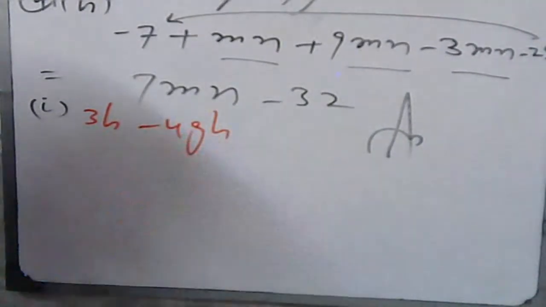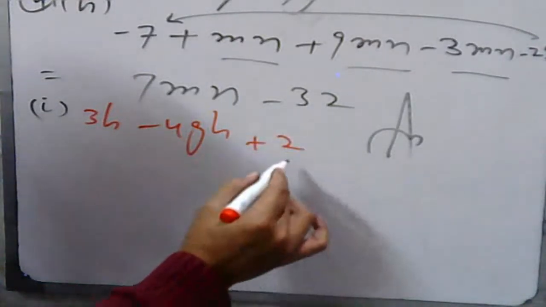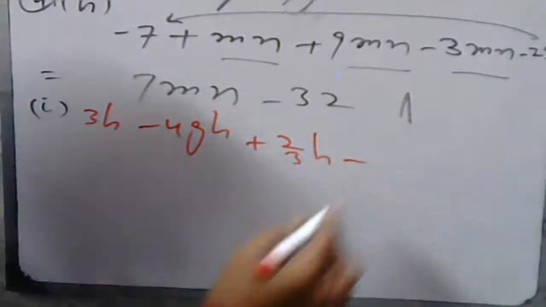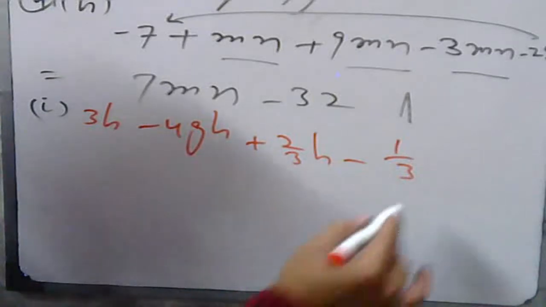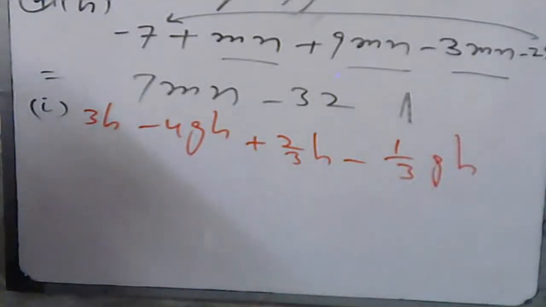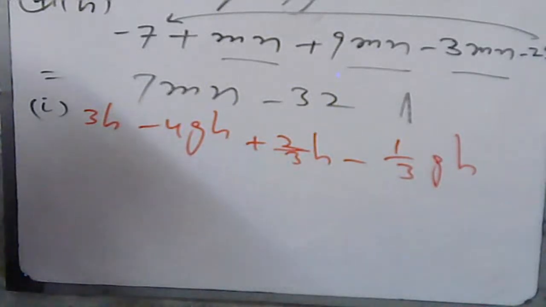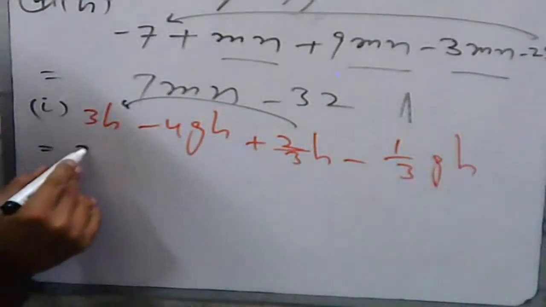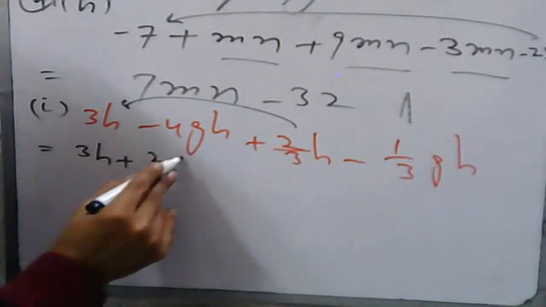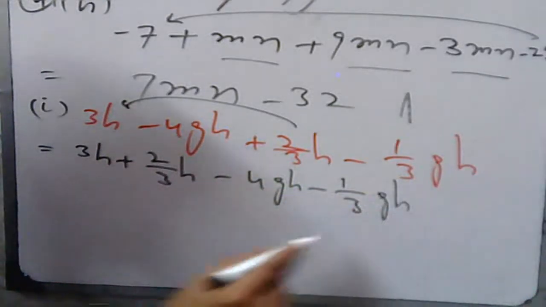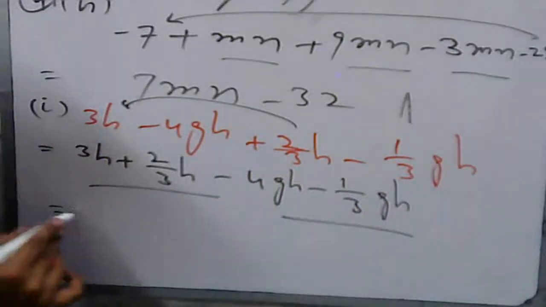you can see 3h minus 4gh plus 2 by 3h minus 1 by 3 gh. Now gh should be written at one side, that is your 2 by 3h. Now h should be written at one side. So you can say that 3h plus 2 by 3h, similarly 4gh minus 1 by 3 gh.